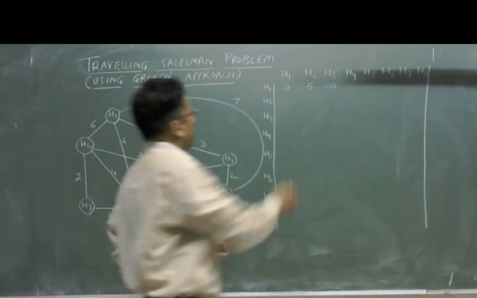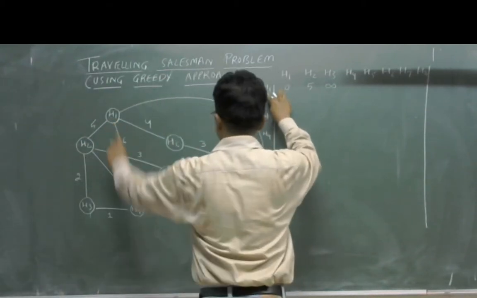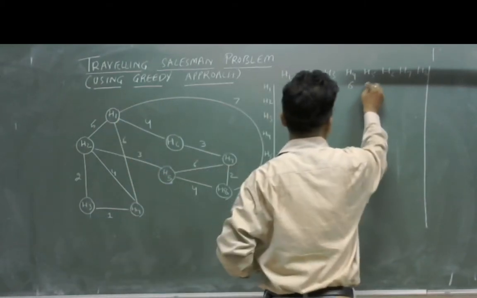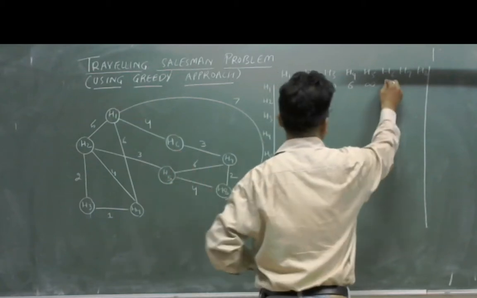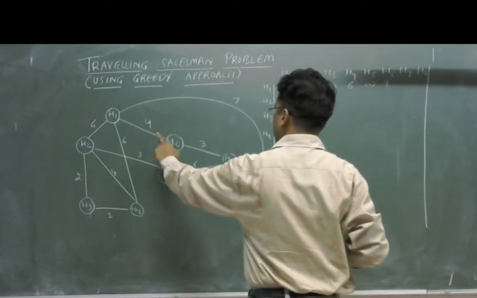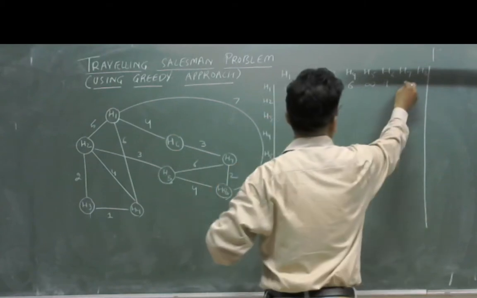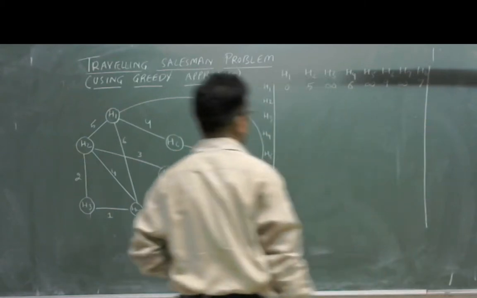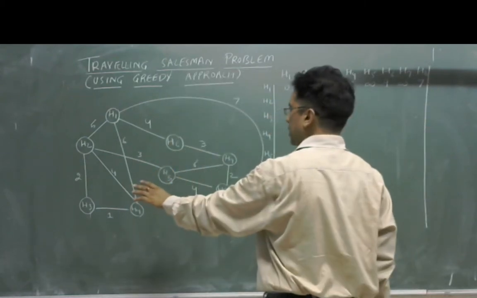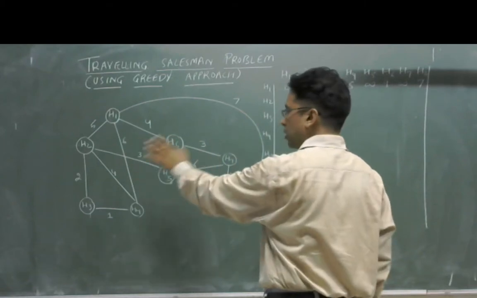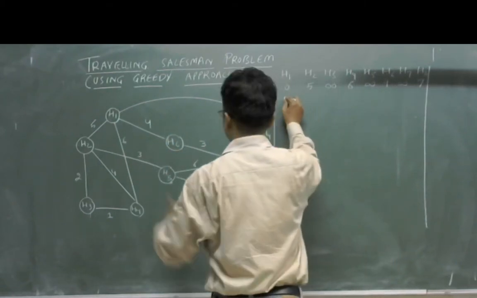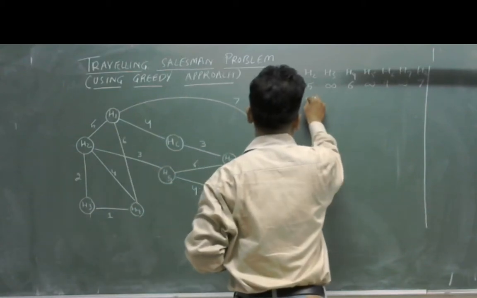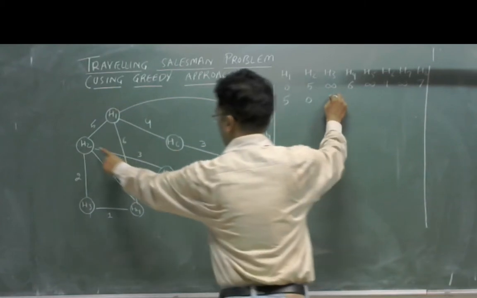After that, the distance of H1 with H4 is 6. Similarly, H5 is not connected, and H6 is at distance 4. H7 is not connected, and H8 is at distance 7. Right? Similarly, I am drawing the distance matrix for this graph. H2 to H1 is 5.